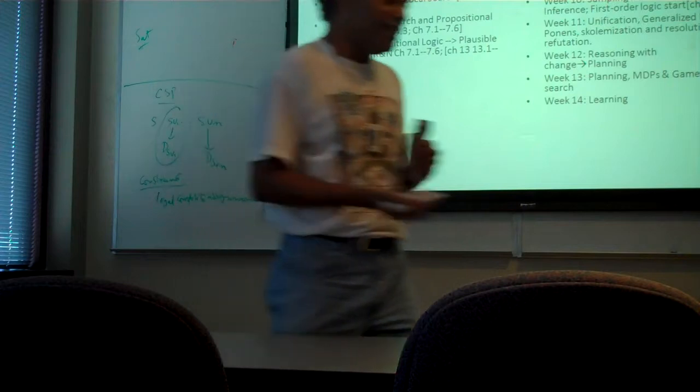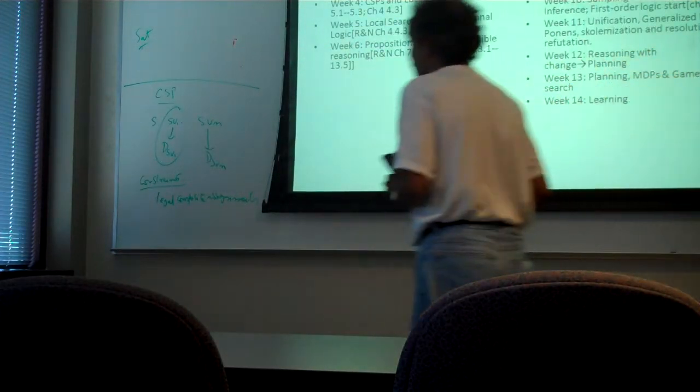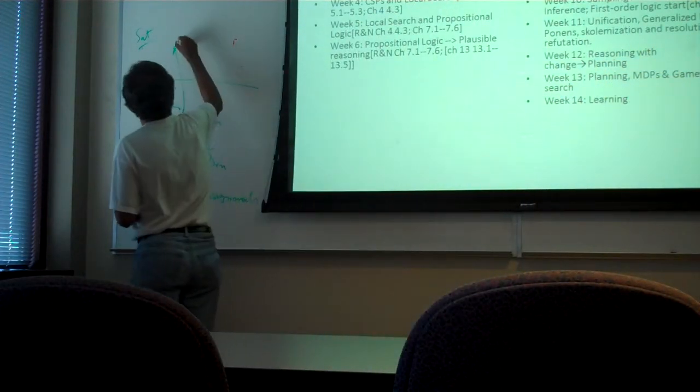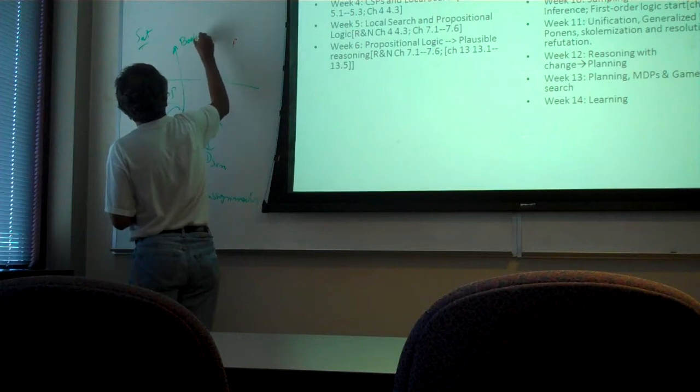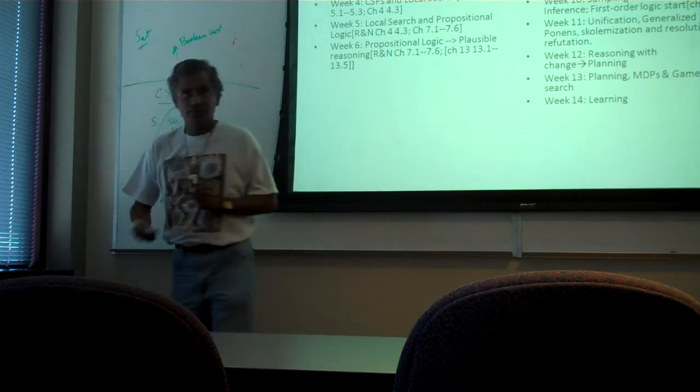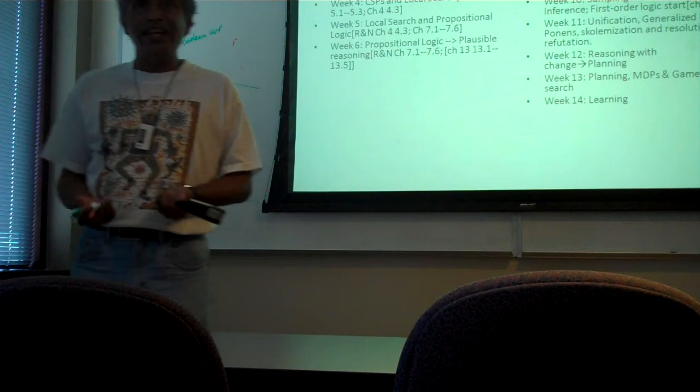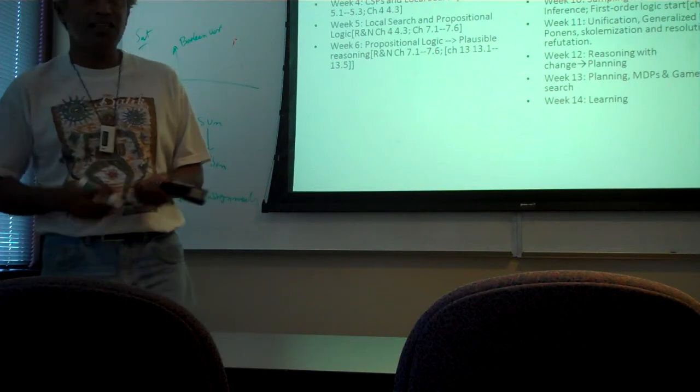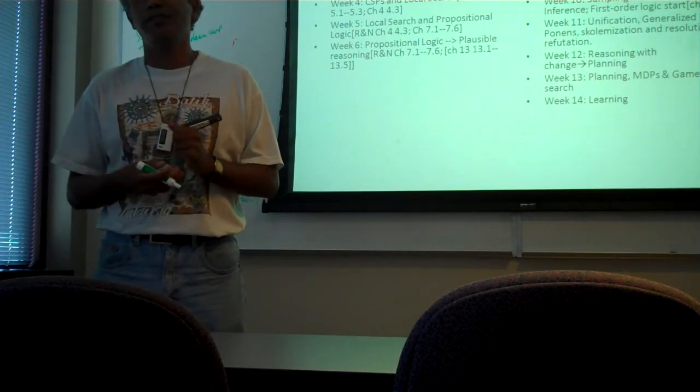In the satisfiability problem, all these variables are Boolean. And the constraints are what? In the satisfiability problem, what are the constraints?